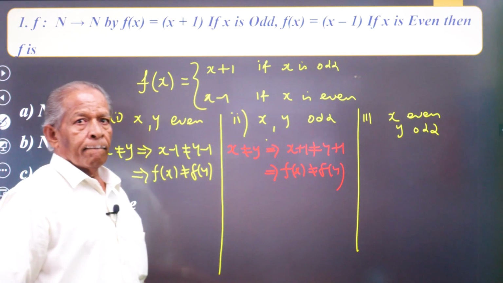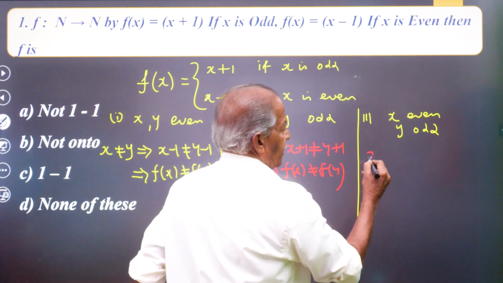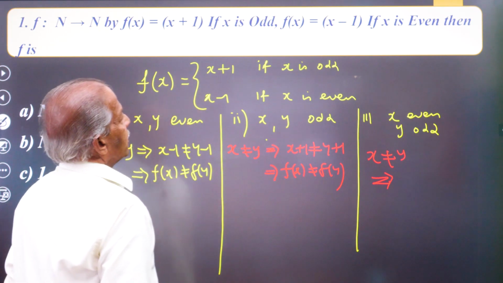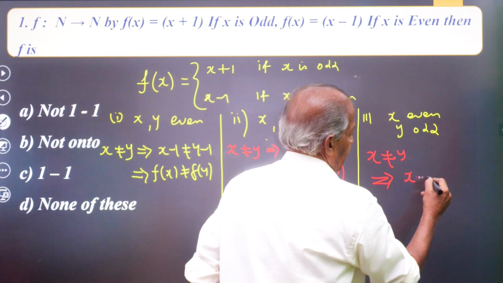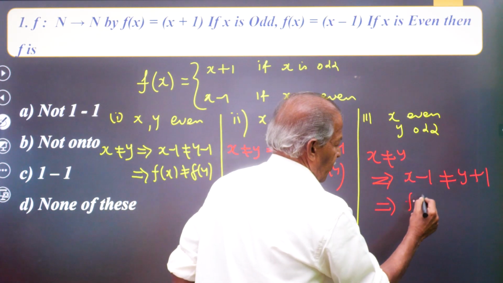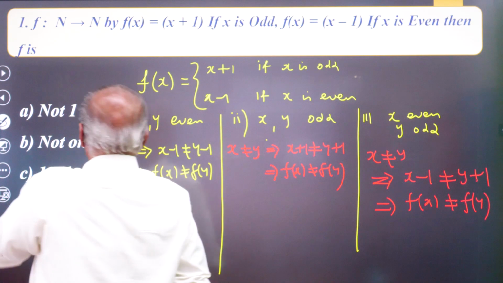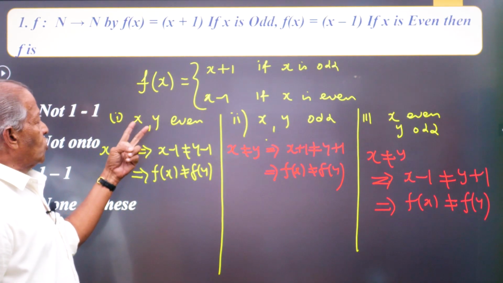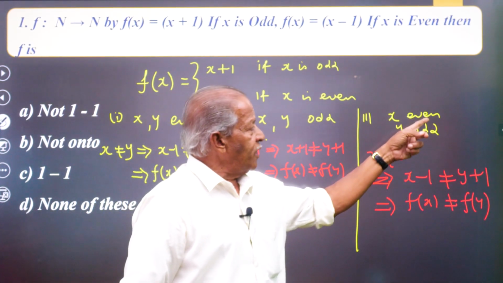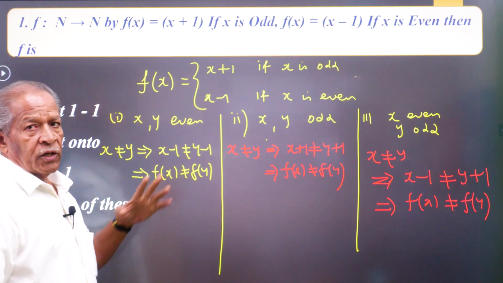Now, x and y are different. x is not equal to y implies x minus 1 is also not equal to y plus 1. This implies f of x is not equal to f of y. Now we are taking the three cases. We are taking two elements x, y from the domain. First case, both even. Second case, both odd. Third case, one is even, another one is odd. In all the checking, x is not equal to y gives f of x is not equal to f of y.